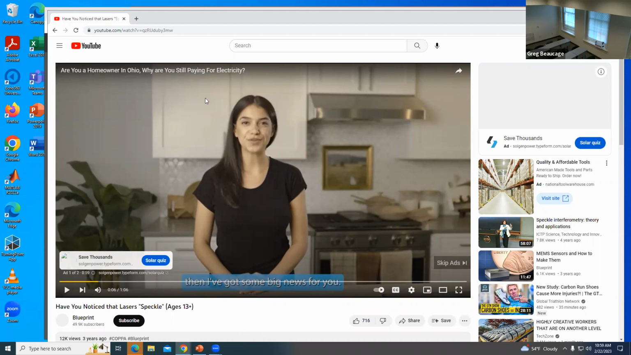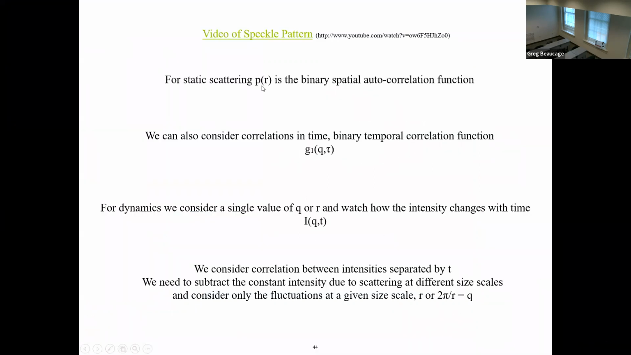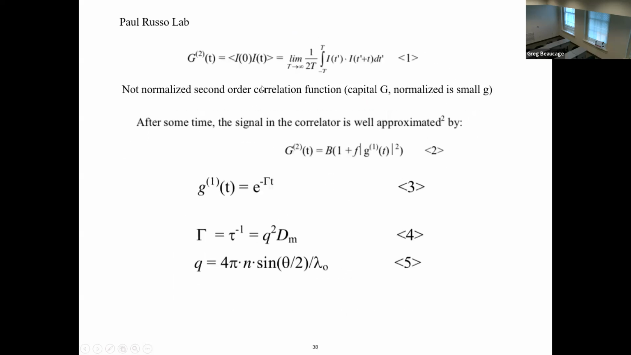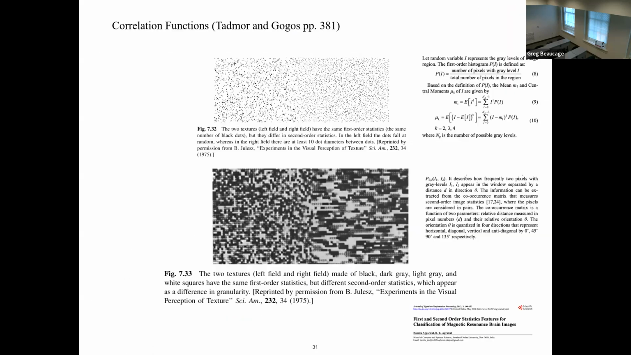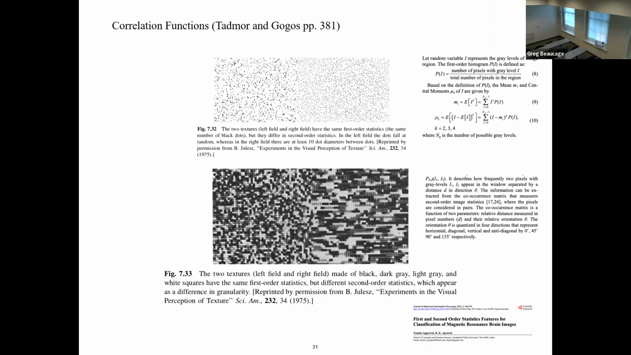So anyway, I'll talk a little bit more about that, but we needed to go through a little bit of it for the paper on Friday. So this guy, Paul Russo's guy, there's some stuff in here about what a correlation function is. So you don't just use the correlation function for this intensity thing. You use it all over for everything.